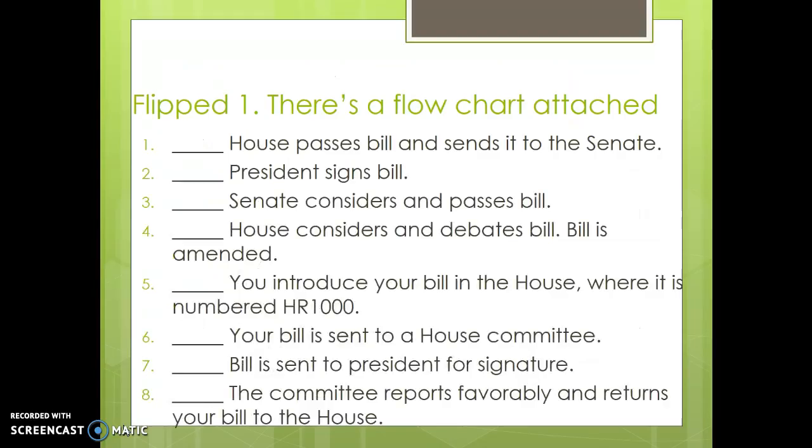Alright, so here is your flipped assignment. There is a Bill to a Law flowchart attached to this assignment. So you're just going to number these scenarios. Which one comes first, all the way through step 8. So you're just reorganizing them.